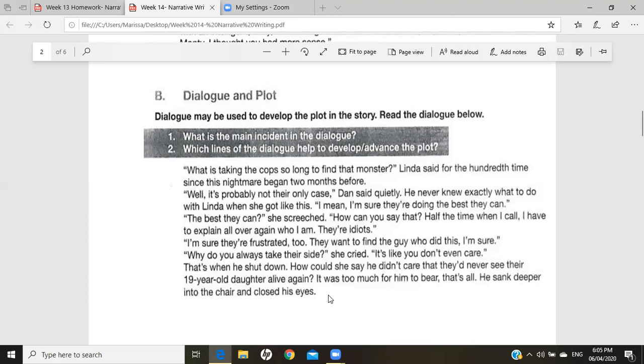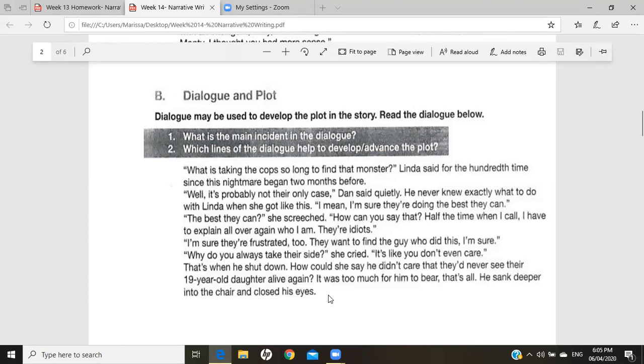So the main incident here is that they don't know if they will see their 19-year-old daughter alive again. And they say, what is taking the cops so long to find that monster? So what do y'all think happened to the daughter? The monster took their daughter. Is it a real monster or a metaphor? The girl is the monster. Who's the monster, Sanjay? The girl is the monster.